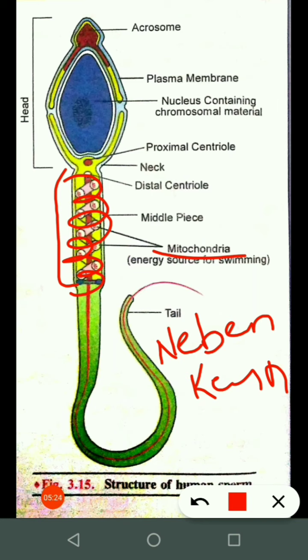And it is responsible because, as you know, mitochondria is called the powerhouse, so it is responsible for providing the energy so that the sperm can move inside the female reproductive tract.